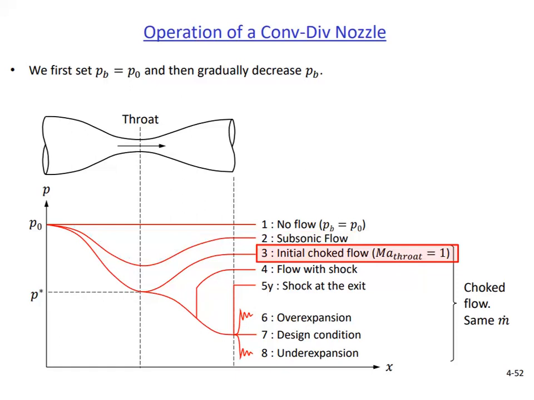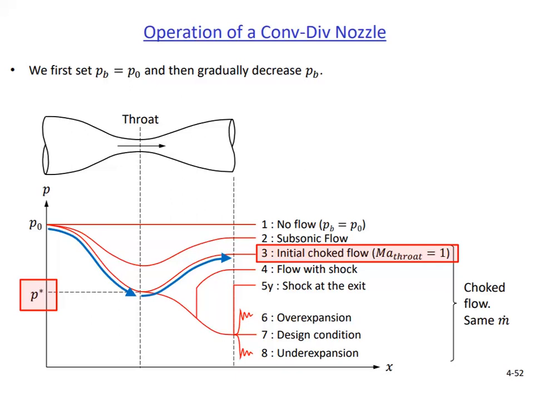If we keep lowering the back pressure, we arrive at case 3, which is a special case because it corresponds to choked flow. Mach number at the throat is now 1. Flow accelerates in the converging part all the way to Mach number 1 at the throat, and the pressure at the throat becomes the critical pressure. Flow decelerates in the diverging part, resulting in pressure rise. Flow is subsonic everywhere in the duct except the throat.